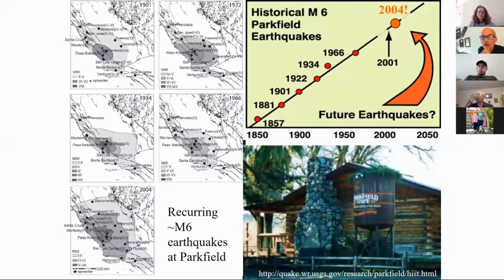So now we're going to end up at Parkfield, which is a really famous place for recurring magnitude 6 earthquakes. And that's all this is supposed to show, is that over time there has been this repeated moderate size events. And if you go there, it says, be here when it happens at the Parkfield Cafe.